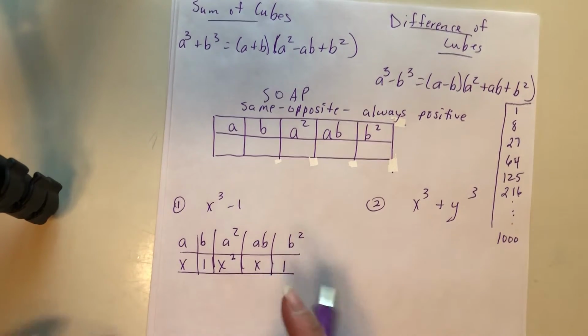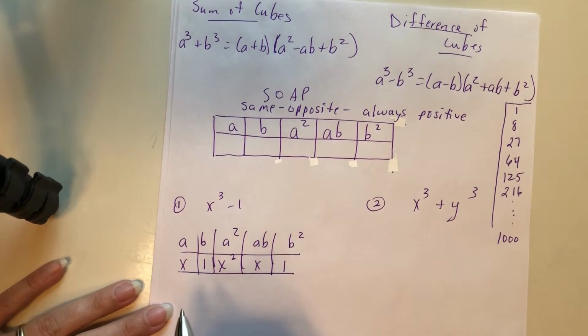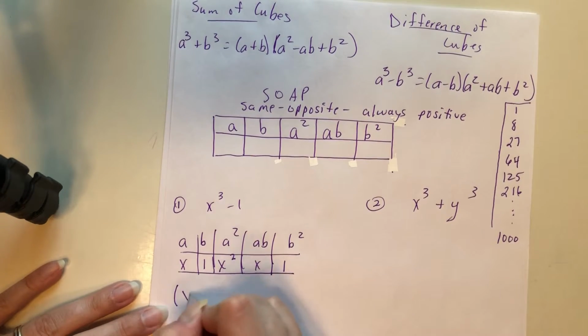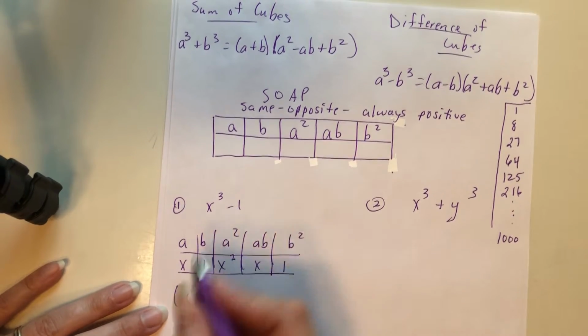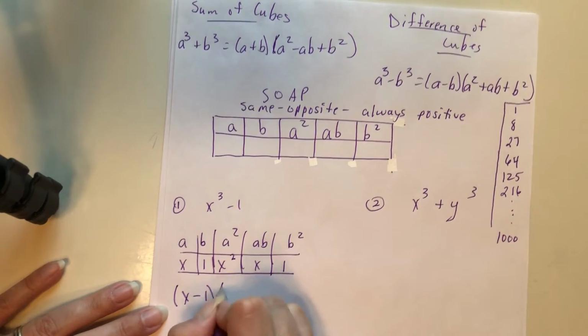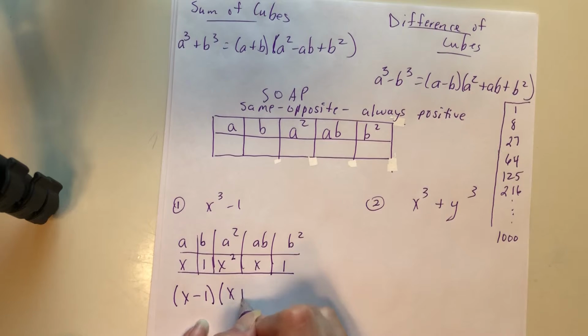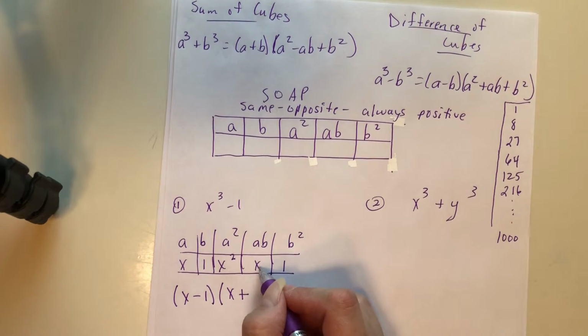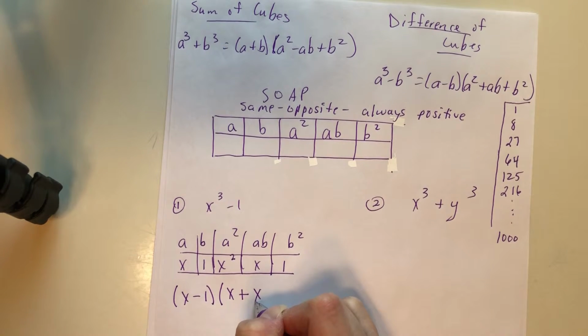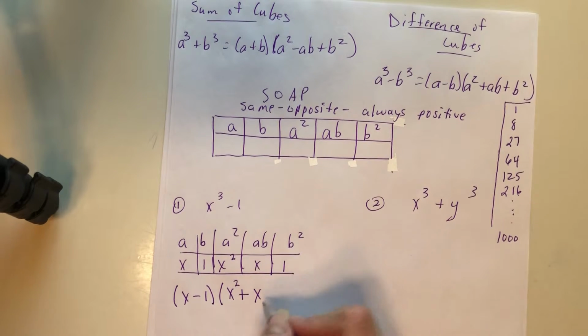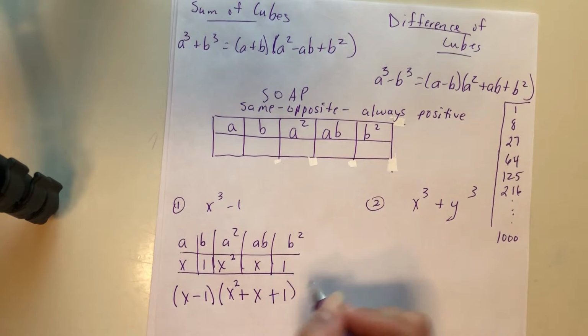Once you've got this filled in, you just remember same, opposite, always positive. So we're going to say x, because it was originally subtraction, we'll say minus 1. And then it's going to be x squared. Now it's going to be opposite sign. And then ab is x. I'm sorry, that should be x squared. And then the last one is always positive, so plus b squared. And that's it.